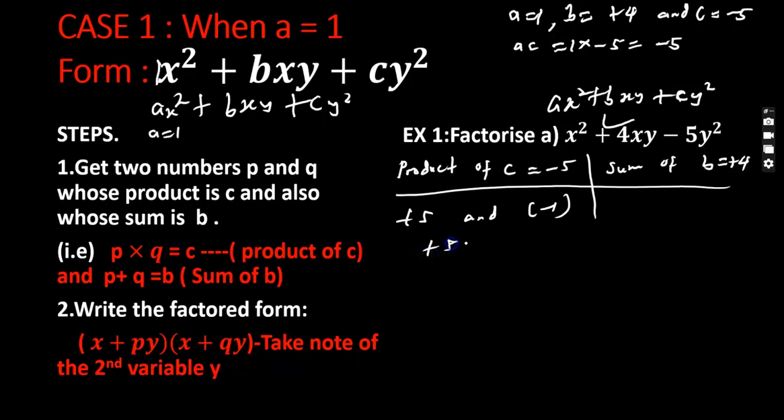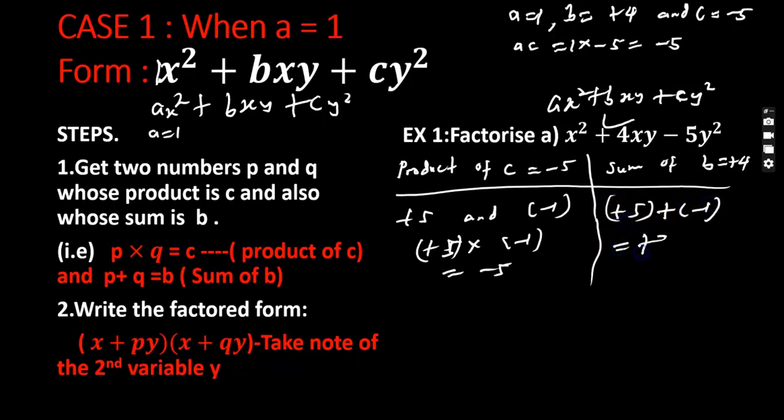Plus 5 times minus 1 will give us minus 5. So the product is correct. Let's check the sum. Plus 5 plus minus 1 gives us plus 5 minus 1, which is plus 4. So our p and q in this case are plus 5 and minus 1.